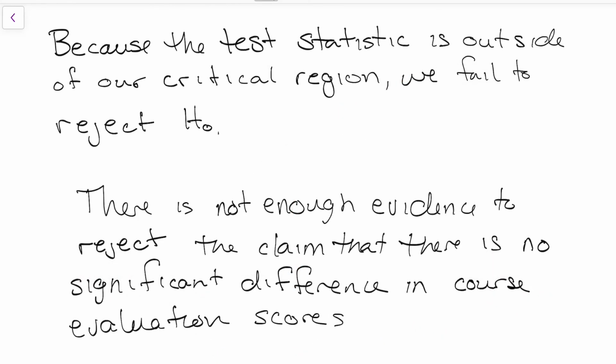So what can we conclude from our formal hypothesis test? Because our test statistic is outside of the critical region, we fail to reject the null hypothesis H sub 0. And the interpretation, based on our original claim, is that there is not enough evidence to reject the claim that there is no significant difference in course evaluation scores between male and female professors. That there actually could be no difference between the scores. That is what our formal hypothesis test will tell us. Let's move on to conducting a confidence interval around the difference between these means.